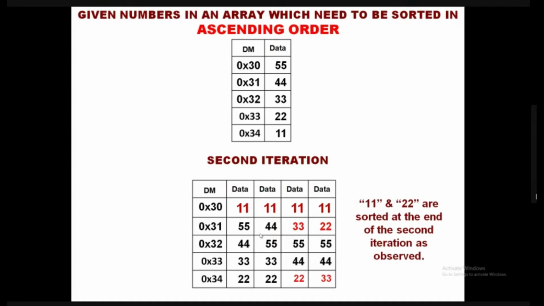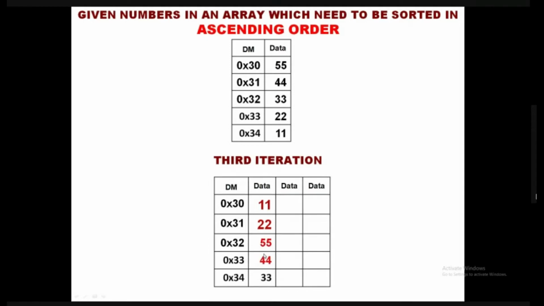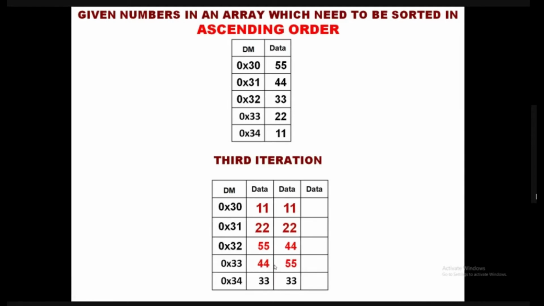Okay. Now for the remaining numbers in the other 3 locations, you have to go for 2 comparisons in the third iteration. Yes, there are only 2 comparisons. Already 11 is sorted and 22 is sorted. And the numbers to be compared are in the 32nd location and 33rd location, which are 55 and 44. So when we compare 55 and 44, 44 is the smallest number. The 44 and 55 must be swapped. Yes, 44 and 55 are swapped.